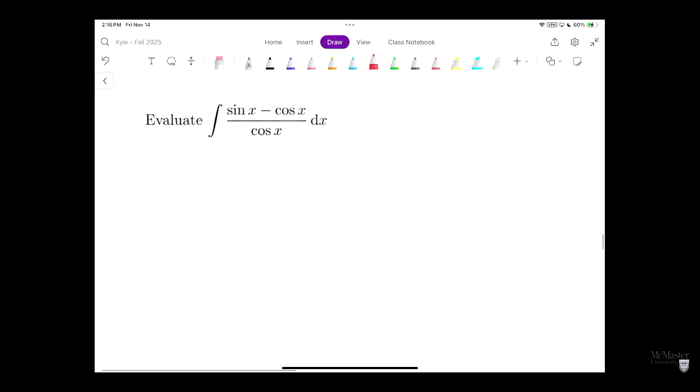Okay, let's take this one 30 seconds. Evaluate the integral of (sin x minus cos x) over cos x dx.